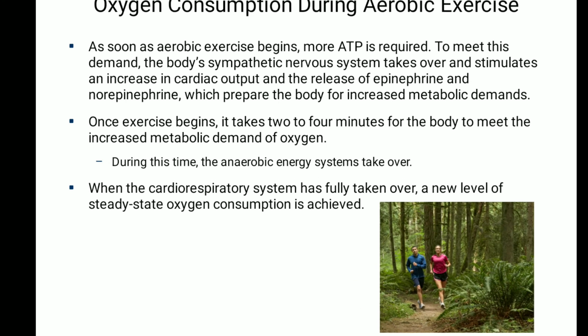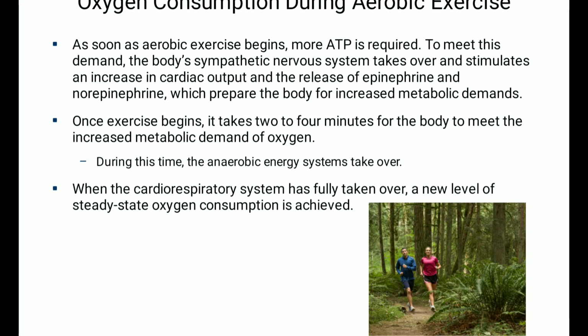So, oxygen consumption during aerobic exercise. As soon as aerobic exercise begins, more ATP is required. To meet this demand, the sympathetic system takes over. It increases cardiac output. It increases the release of catecholamines, which prepares the body to increase metabolic demand.